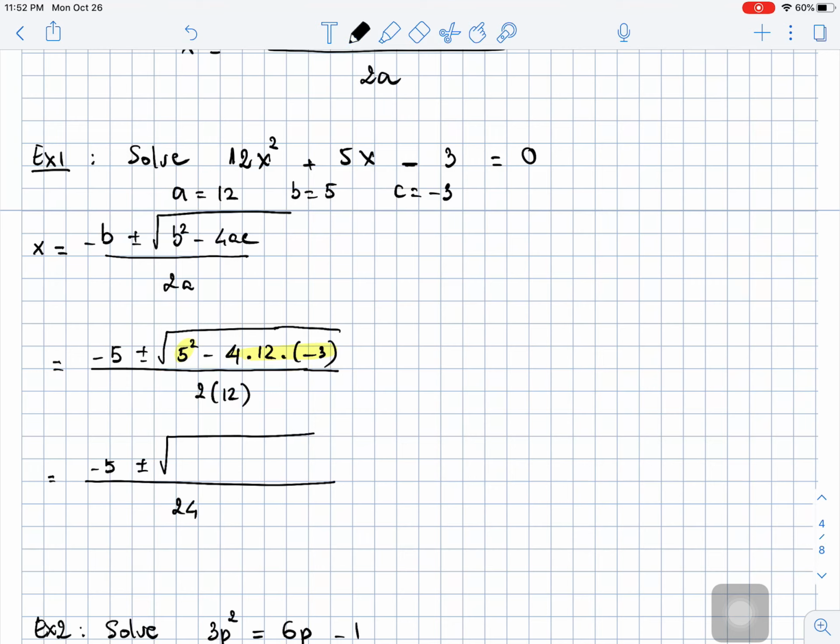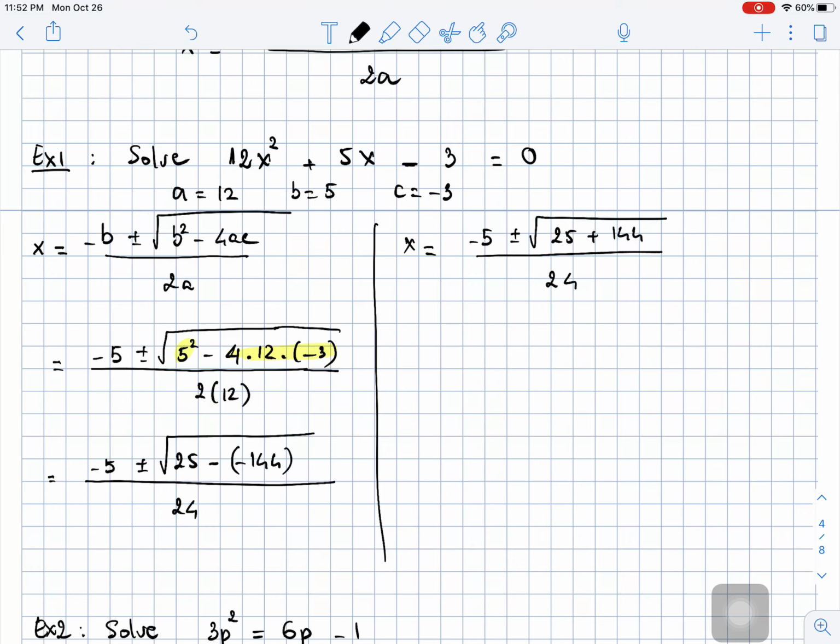We simplify the part inside the radical first. In the bottom, we get 24. Inside the radical, we need to multiply first. So 5 squared means 5 times 5. That is multiplication, and we have another multiplication also: 4 times 12 times negative 3. We will subtract them later. So we have 25 minus 4 times 12 times negative 3, which is negative 144.